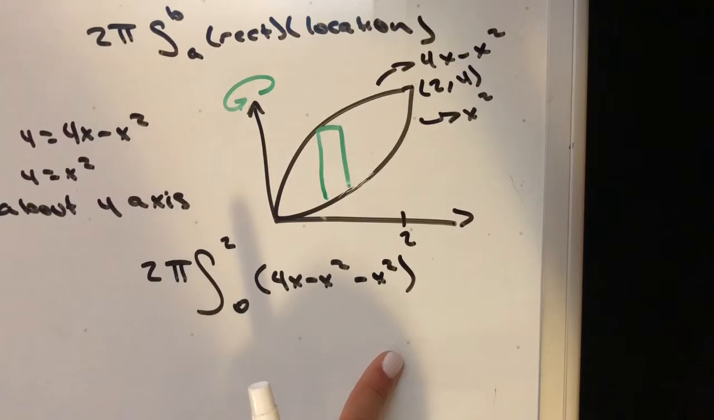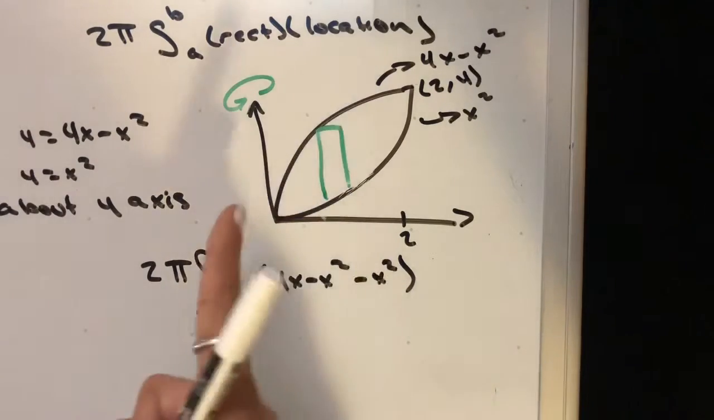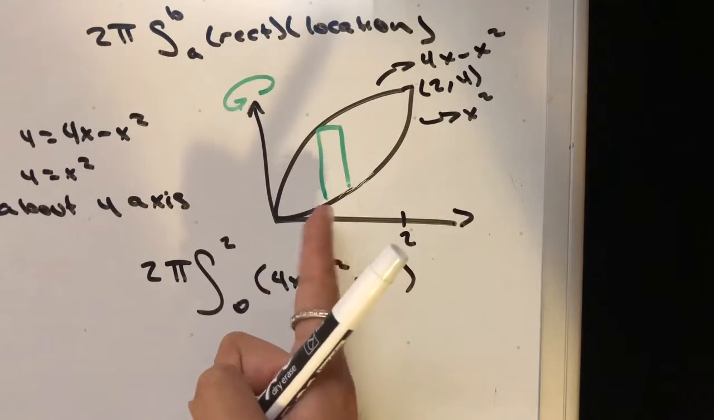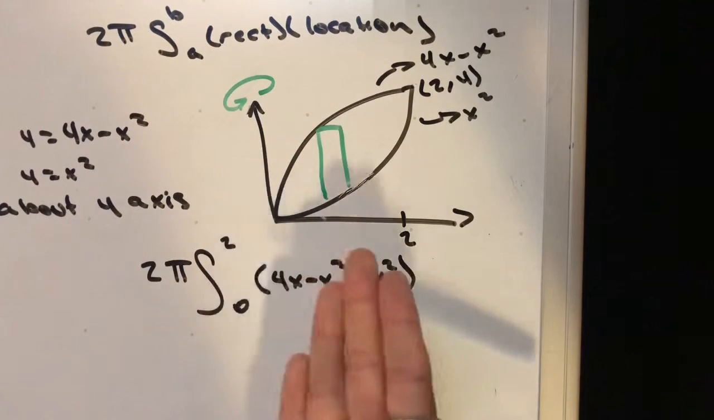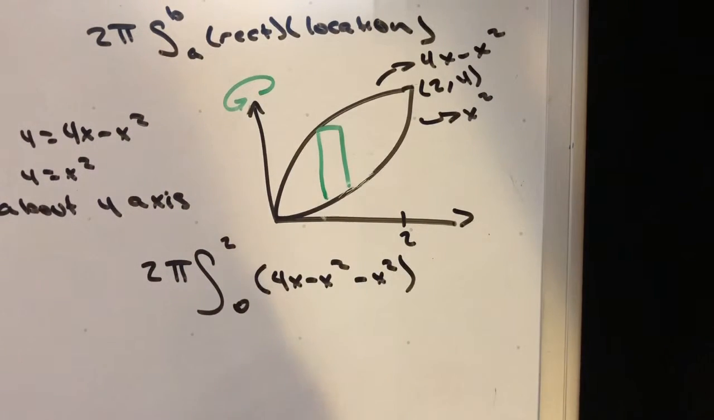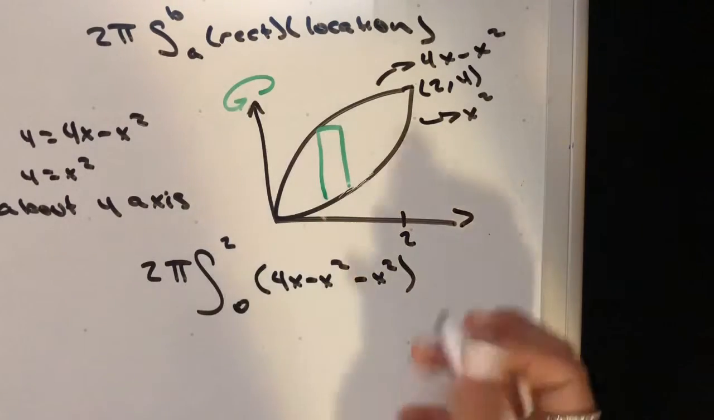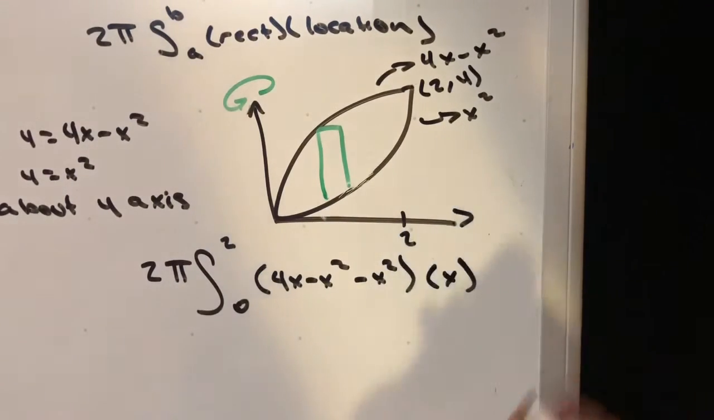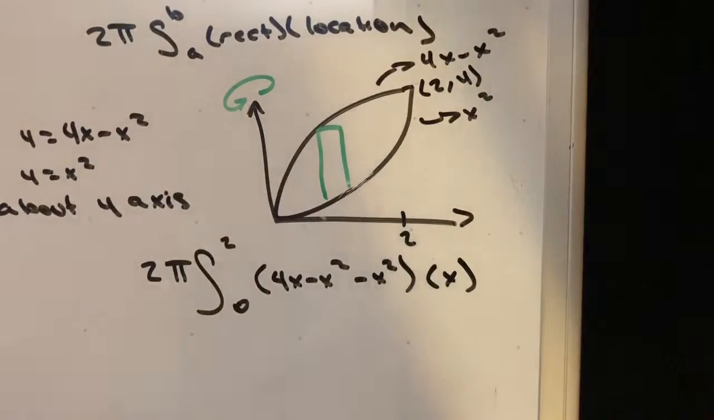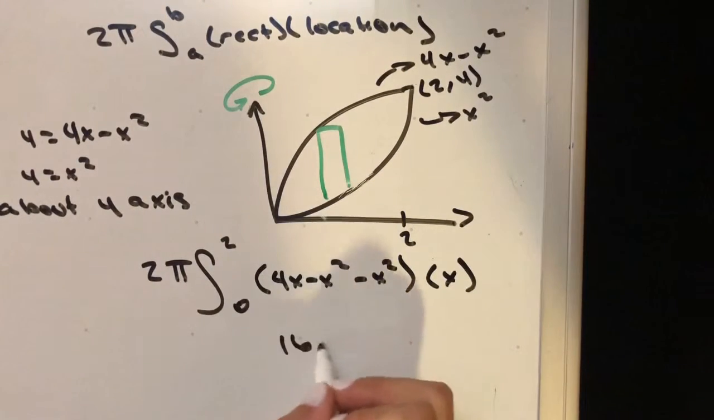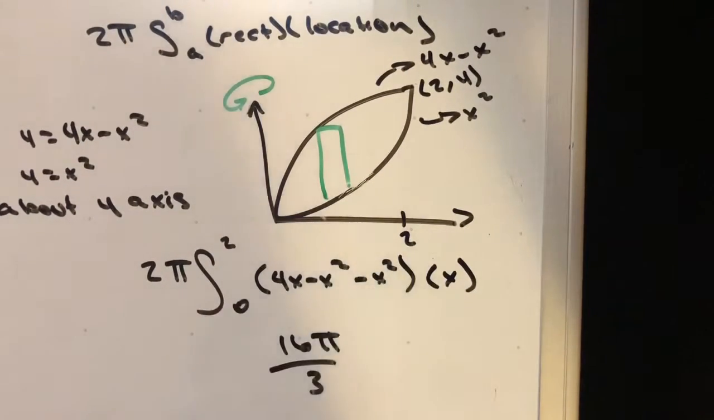And again, the location is going to be x minus a, because the rectangle is to the right of the axis, or the way I said it before was that the axis is to the left of the rectangle. So x minus a is x minus 0, so it's just going to be multiplied by x. And then that's it. All you have to do is put it into your calculator. I already did it. I got 16 pi over 3. And yeah, that's about it.